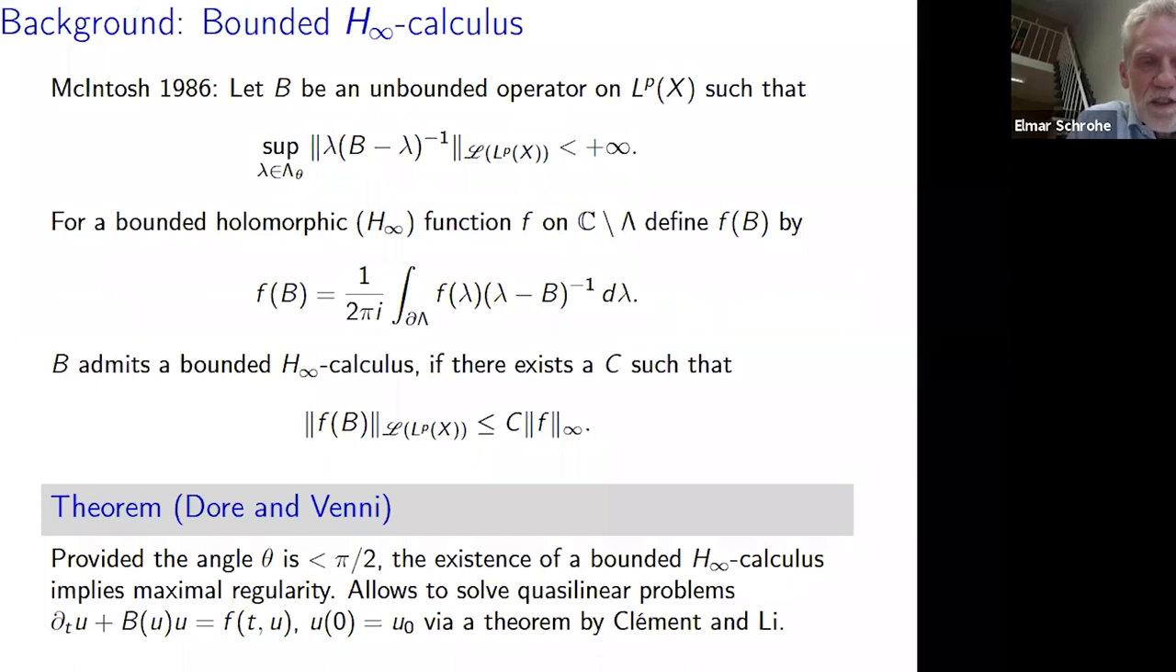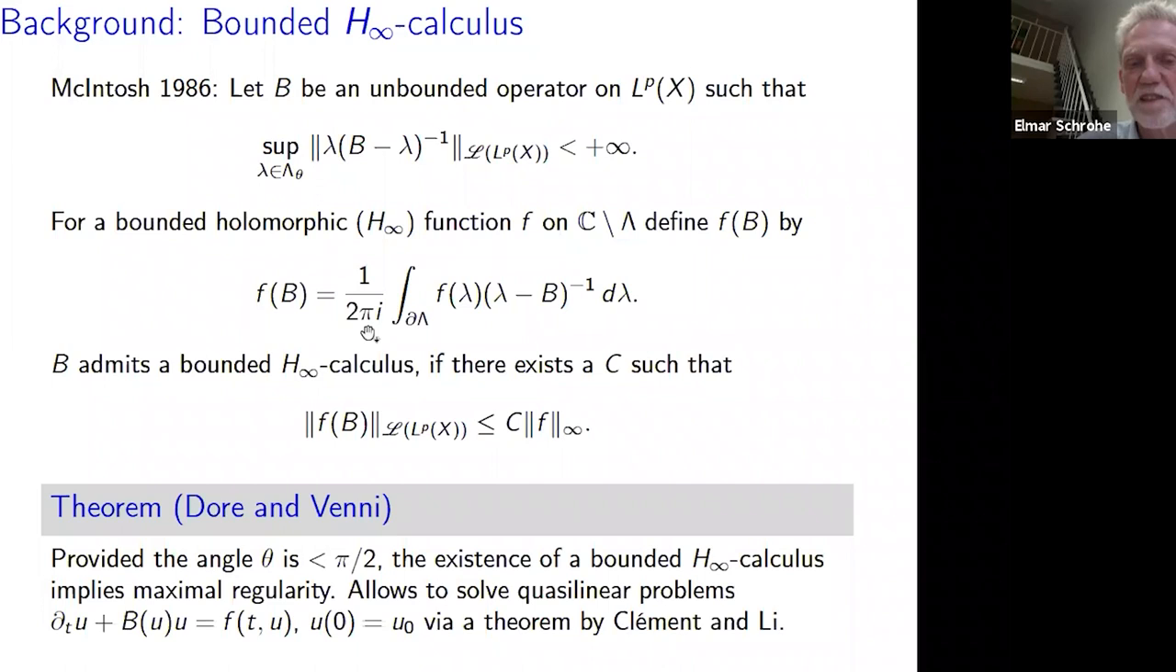It was introduced by McIntosh in 1986. And the idea is the following. You have an operator such that the resolvent decays well in a sector. I stated here that it's some L^p(X) because that's the situation we're in, but it could be any Banach space. So the resolvent decays. And now you take a bounded holomorphic function on the complement of your sector. Basically, the idea is the sector is part of the resolvent set and the complement then contains the spectrum. So you want a holomorphic function on the spectrum, like in standard holomorphic calculus. And you define the function of the operator f(B) by this Stanford integral.